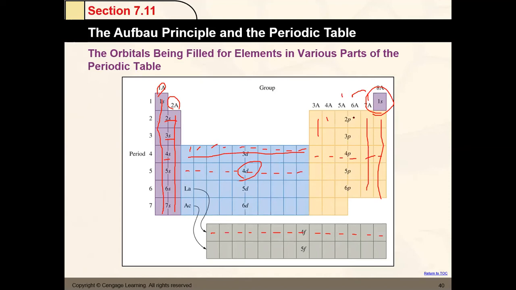Here in this oxygen family, they all end in p4, p3, p2, and p1. This one ends, that one would be a 2p1, 3p1, 4p1, 5p1, 6p1, 7p1, all right?